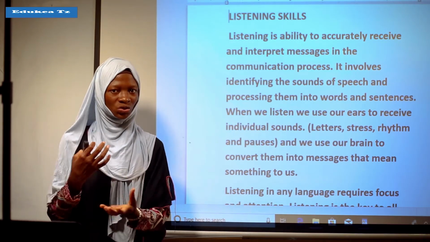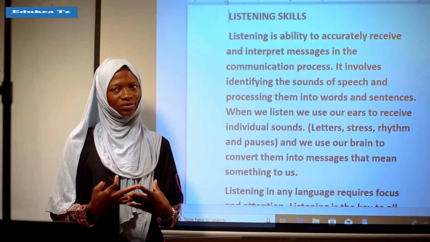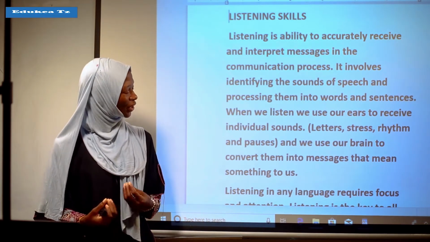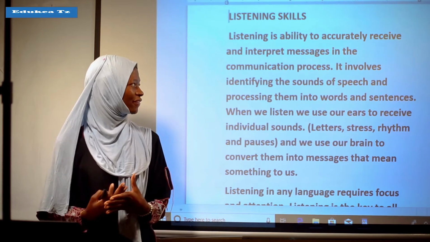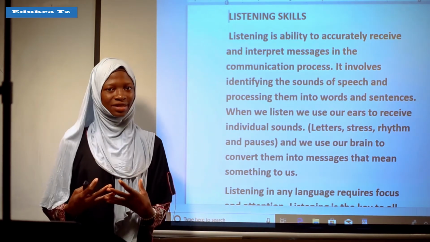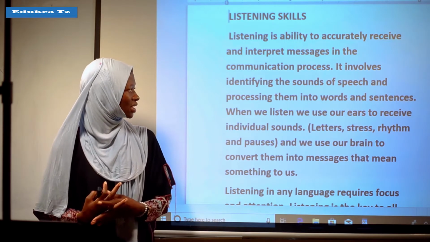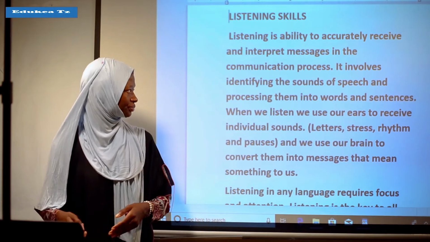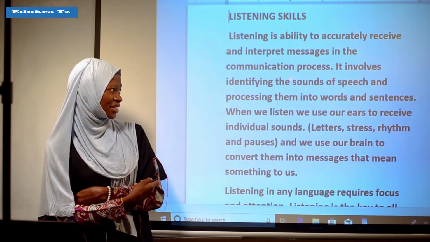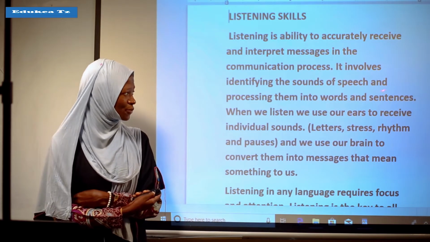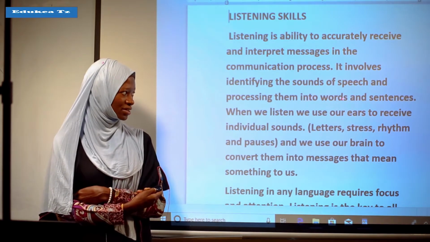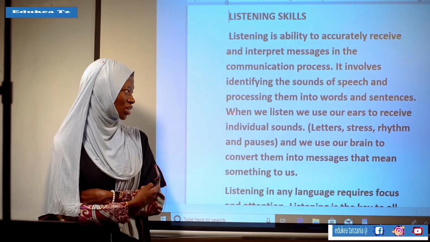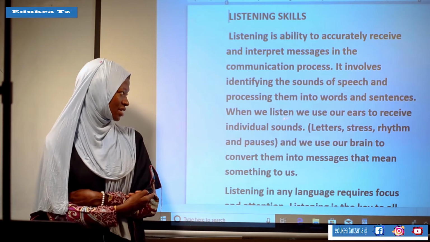When people talk to each other, one will talk, the other will listen. So when they understand and they give feedback to one another, we can say that they are listening to each other. It involves identifying the sounds of speech and processing them into words and sentences.